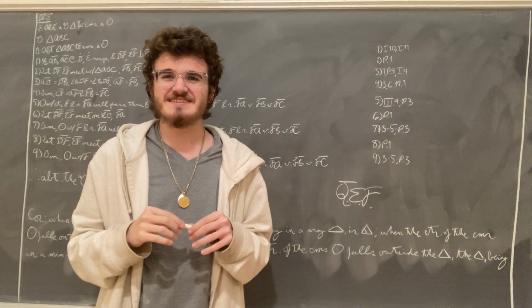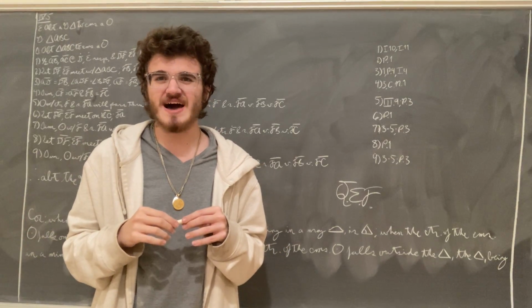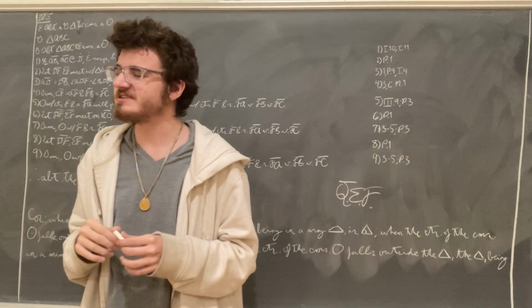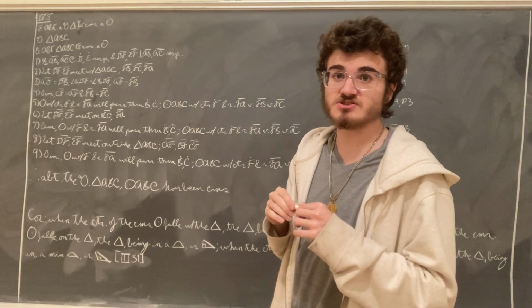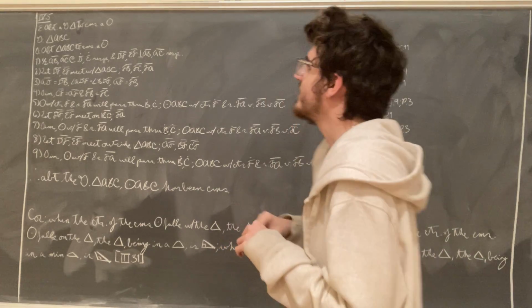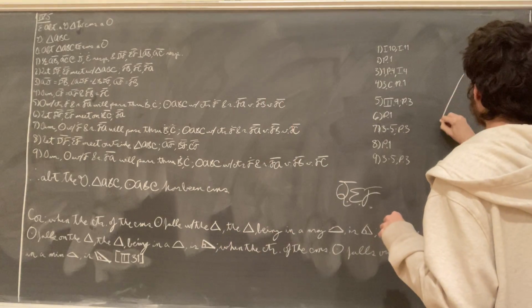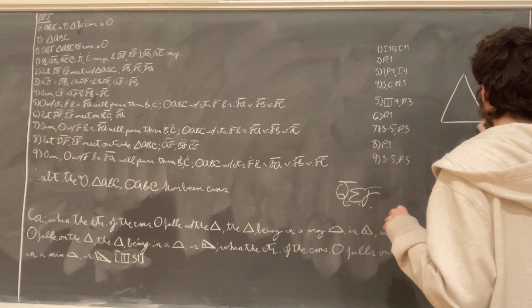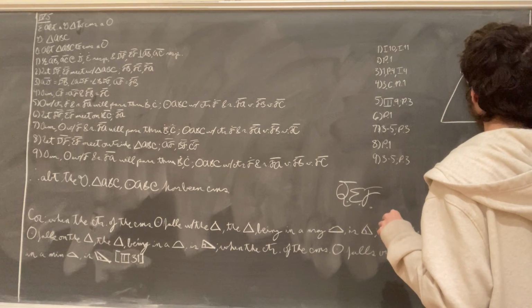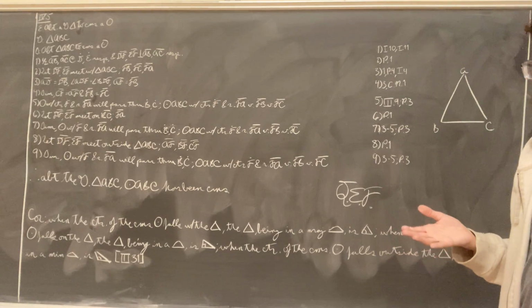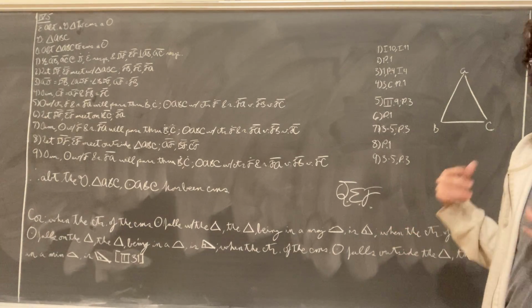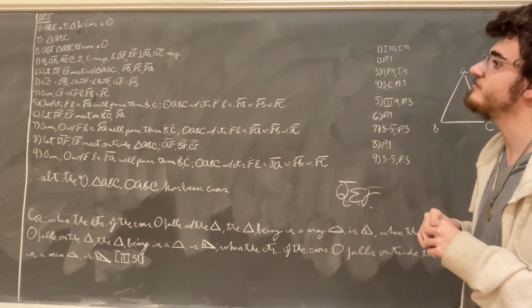Hello, this will be a demonstration of proposition 5 from book 4 of Euclid's Elements, which requires us, about a given triangle, to circumscribe a circle. We are given the triangle ABC, like so. Our task at hand is to circumscribe a circle about this given triangle ABC.